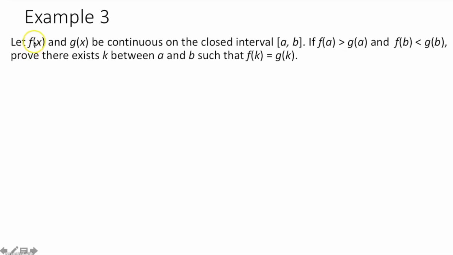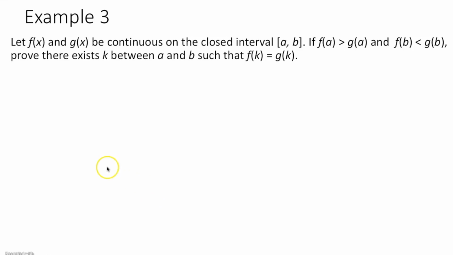Now example 3 says let f of x and g of x be continuous on the closed interval ab. If f of a is greater than g of a and f of b is less than g of b, prove there exists k between a and b such that f of k is equal to g of k.